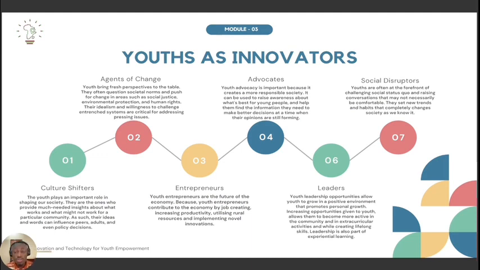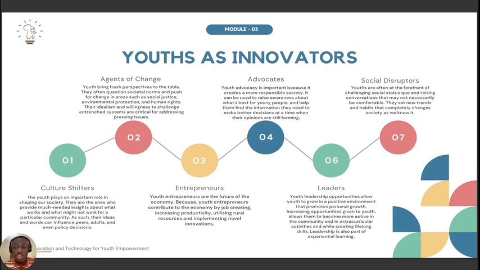Then also, youths are leaders, right? And the youth leadership opportunity allows you to grow in a positive environment that promotes their personal growth, right? Increase in opportunities given to youth allows them also to become more active in the community and in extracurricular activities, while creating lifelong skills, right? So when youths are given opportunity to express themselves, they grow into leaders. And leadership rather is also part of experiential training.